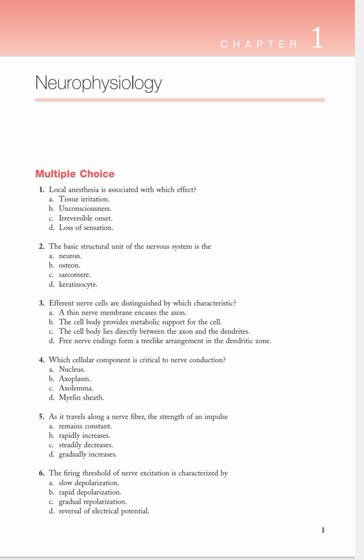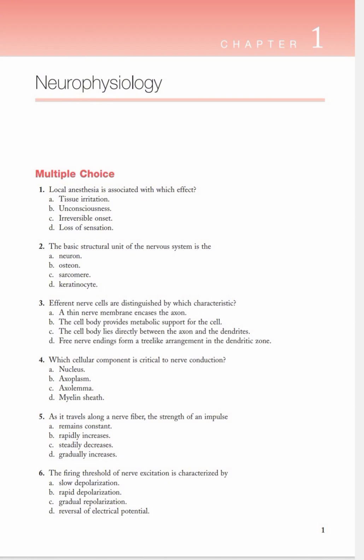3. Efferent nerve cells are distinguished by which characteristic? A. A thin nerve membrane encases the axon. B. The cell body provides metabolic support for the cell. C. The cell body lies directly between the axon and the dendrites. D. Free nerve endings form a tree-like arrangement in the dendritic zone. The correct answer is option C.